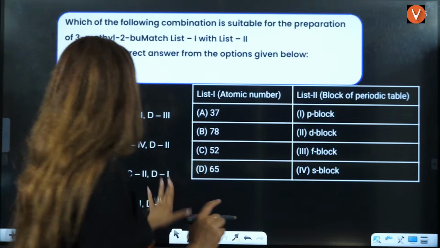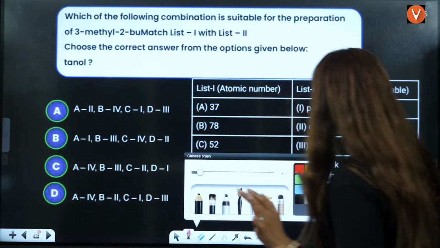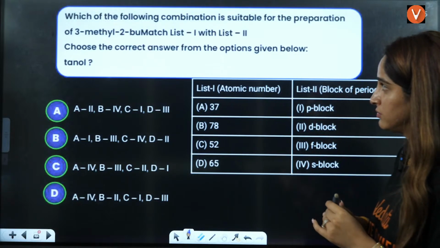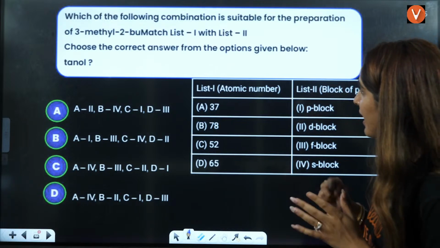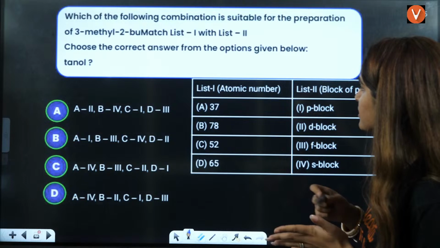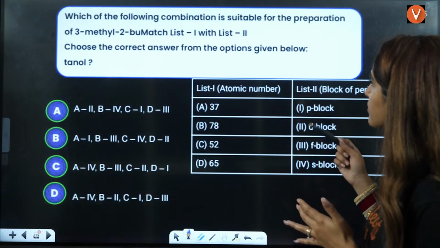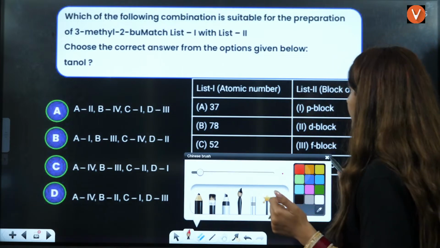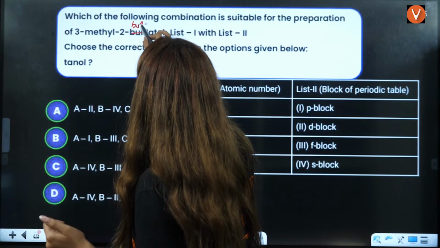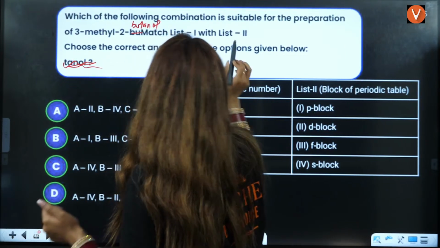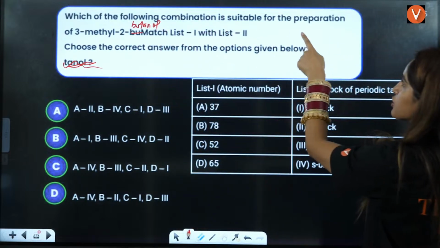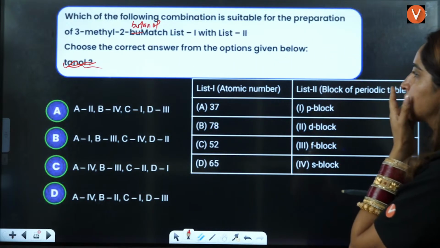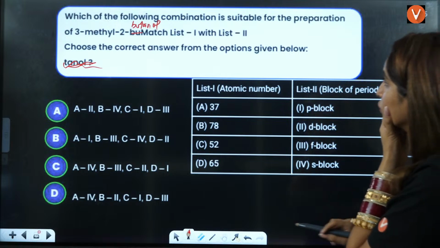Next is, which of the following combinations is suitable for the preparation of 3-methyl-2-but... wait a minute. Match list 1 with list 2. Choose the correct answer from the options given below. Okay, here it should be butanol. So, which of the following combinations is suitable for the preparation of 3-methyl-2-butanol? List 1 with list 2, correct answer of the given.